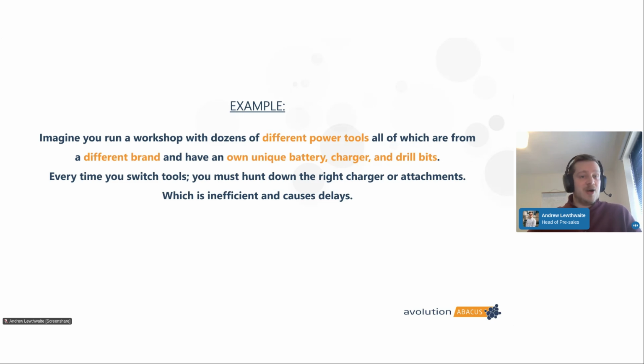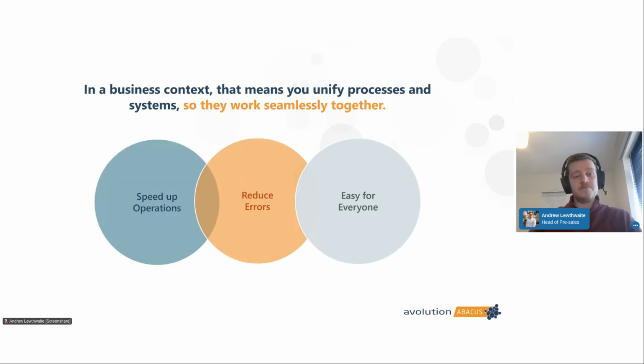If you have different things like power tools, you have kind of different batteries and chargers and brands. You're trying to find all of these different bits to fit together. And really what that means is it causes delays. And it is really, of course, very inefficient to operate that way. From a business context, again, that means we can speed up operations by standardizing on capabilities.